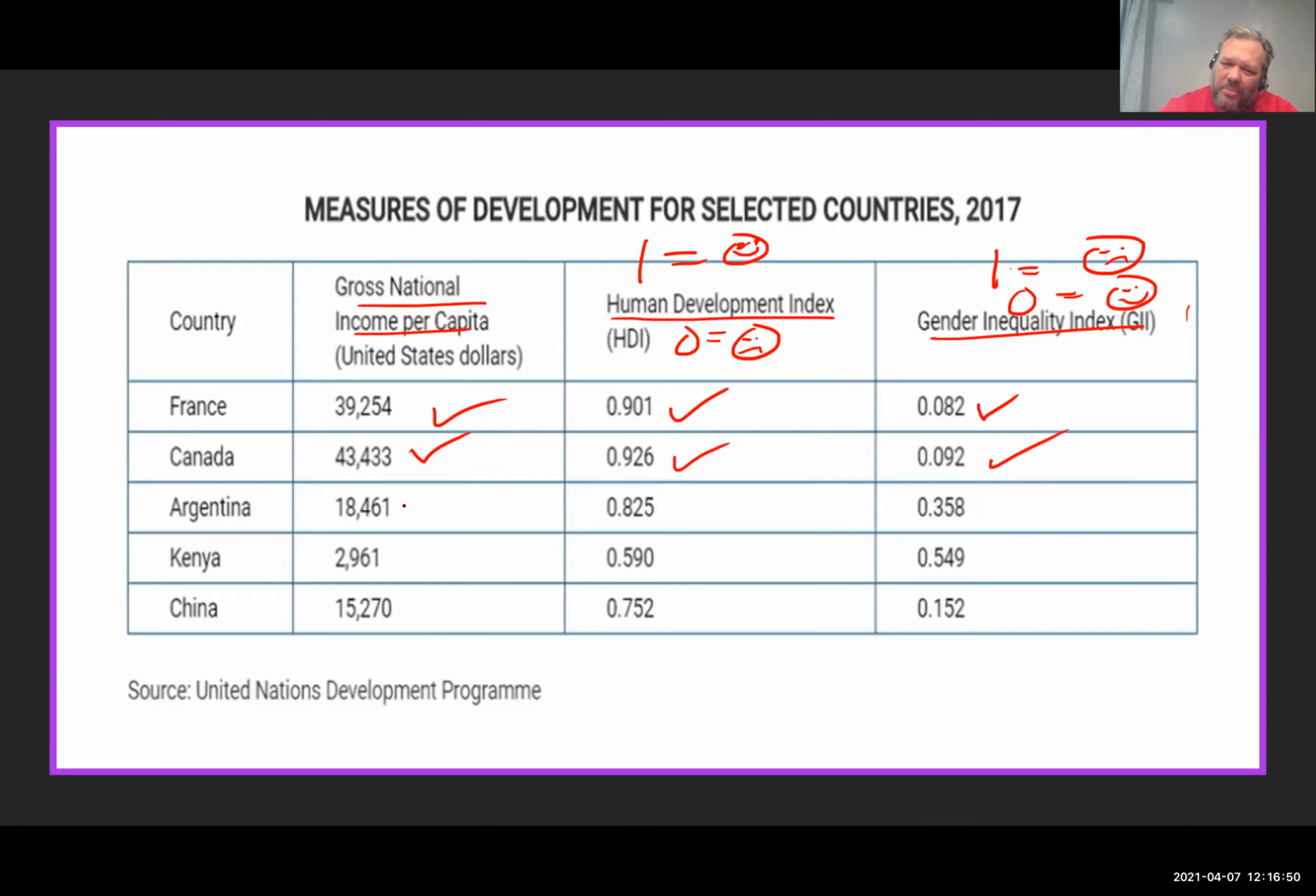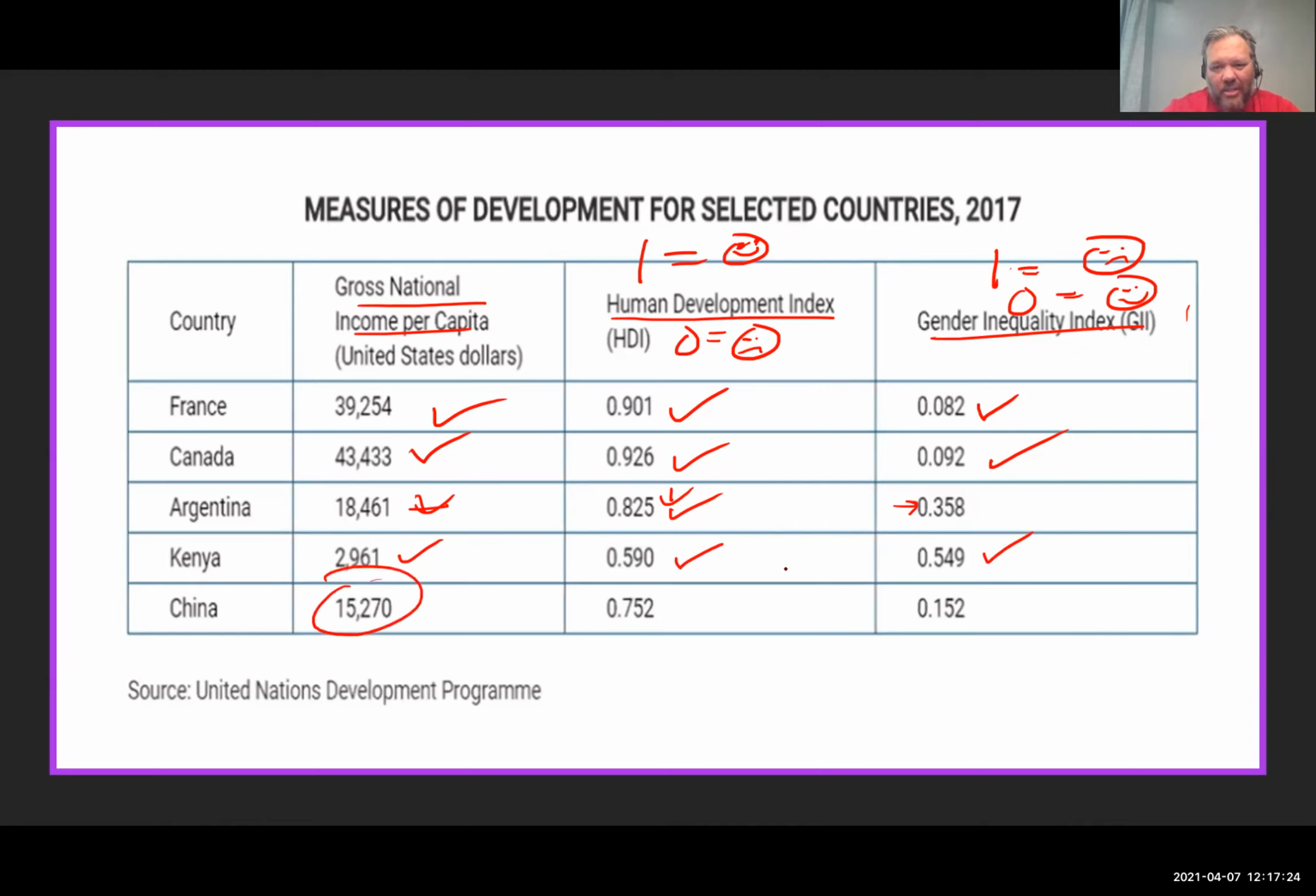So again, high GNI per capita, high human development, low Gender Inequality Index, which is good, okay? Argentina is kind of a middle income country. And so we see their Human Development Index start to drop. And remember, Human Development Index takes into account GNI. And so if this number goes down, it's necessarily going to cause that number to go down. But look at Argentina's Gender Inequality Index, and now it starts to tick up.